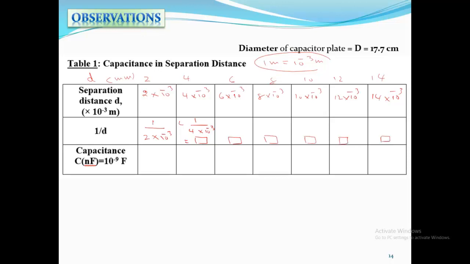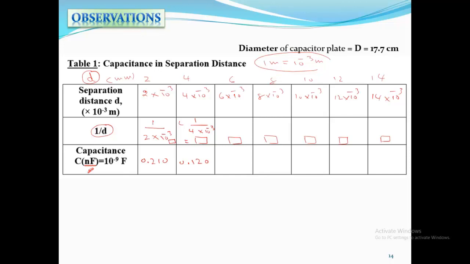Okay, you need all these things because you need 1 by d for the graph I just finished with you, and this is the capacitance. Initially you have to measure this distance in millimeter, and this is the capacitance. Now what I measured for you, the capacitance was 0.210 nanofarad. Nano means 10 to the minus 9. Whenever you do the calculation, you have to use this 10 to the minus 9. Then for 4, for example, I have this reading.